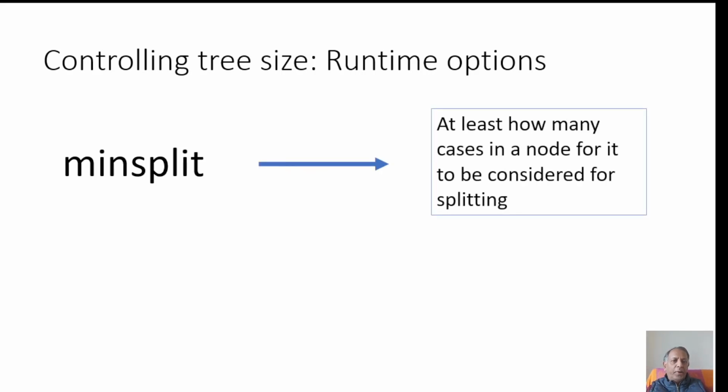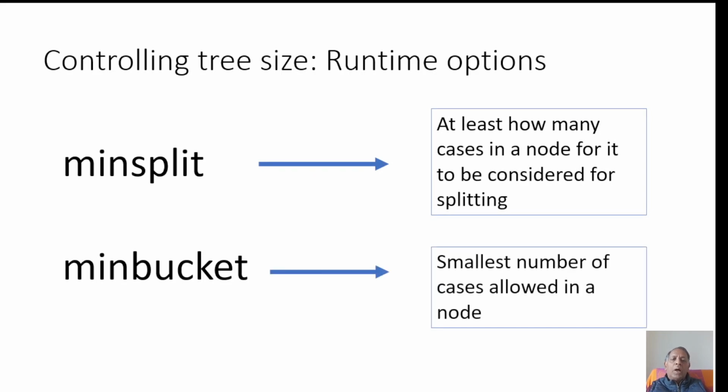That's one criterion. And the other potential criterion is min bucket. In other words, I want to make sure that my process of splitting doesn't create any nodes which are too small. So I can say create a tree, but don't create any buckets which are less than 30 or 20 or 50, whatever we want.